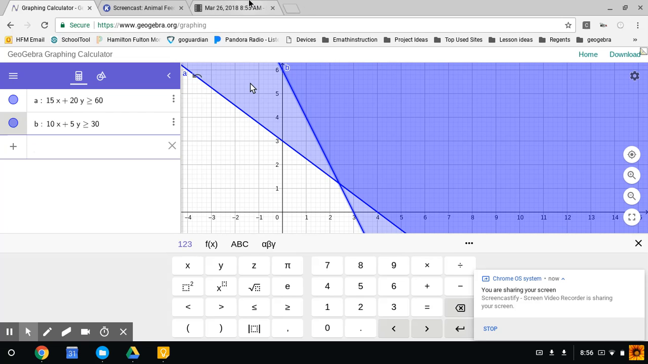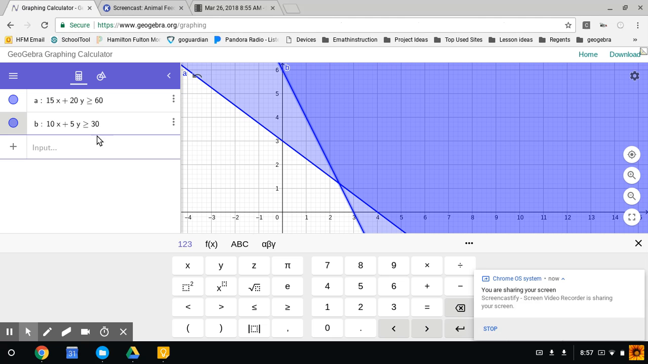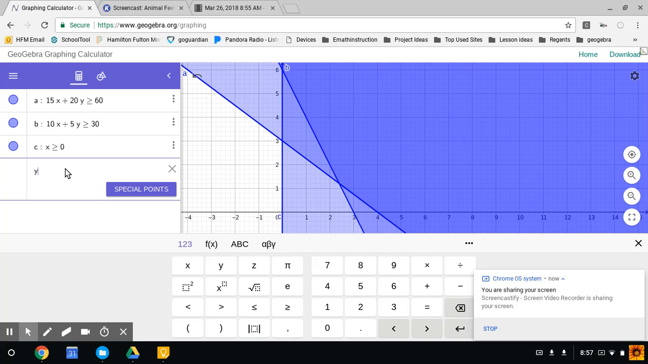I also have two constraints on my amount of food. I cannot have either food being 0. I can't serve 0 ounces or 0 grams of food. So x and y must be greater than or equal to 0. So I'm going to also put those into GeoGebra. You will have the same type of constraint. Without it, you will get numbers in the negatives, which you cannot have.